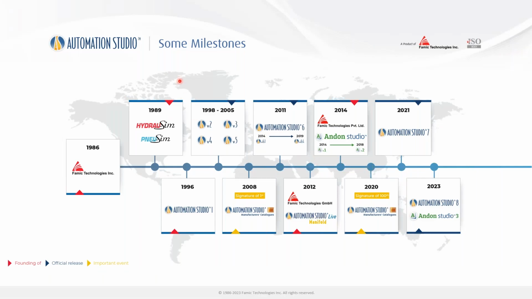So these are our milestones. We started in 1986, and we were then known as Hydrosim and Neosim. In 1996, we started with the Windows-based version, Automation Studio 1.0. From then till now, we have been evolving as per customers' feedback and requirements. Currently, we are on Automation Studio 8.0 and the third version of Andon Studio.